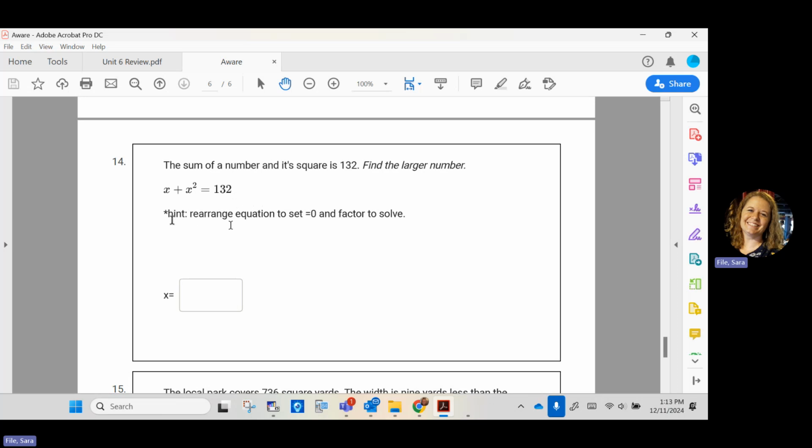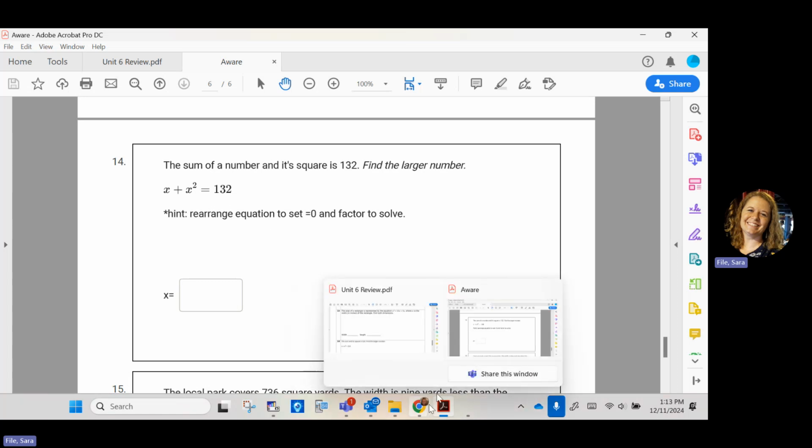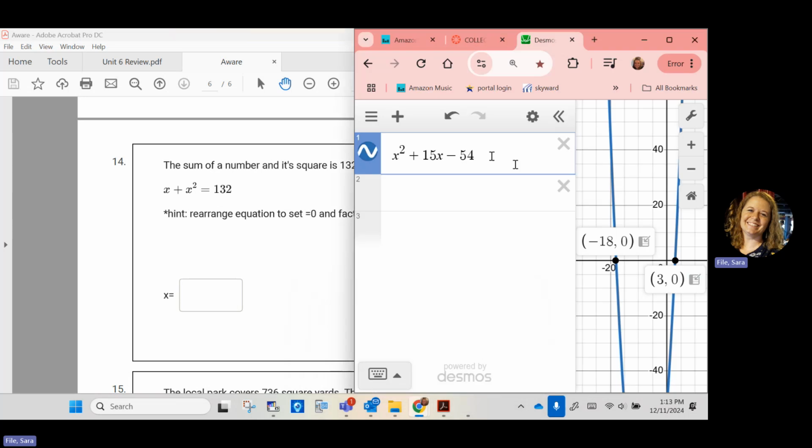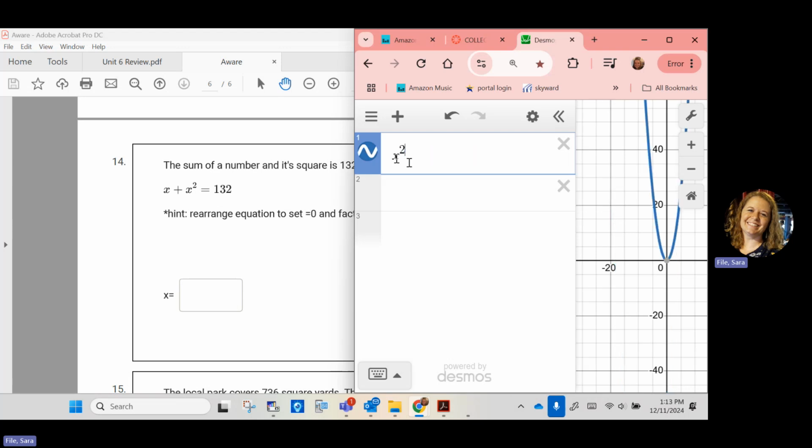So again, you could simply set this equal to 0 to factor and solve, or you could plug it into Desmos. So you can plug it in exactly as it's written, actually. Since we have Desmos, you don't even have to rearrange it.